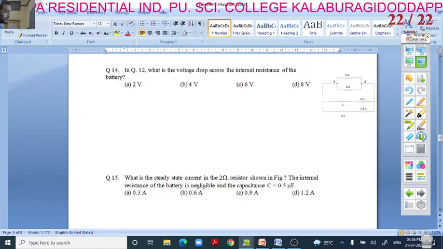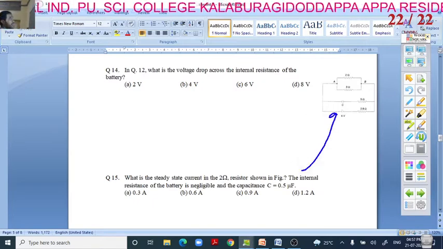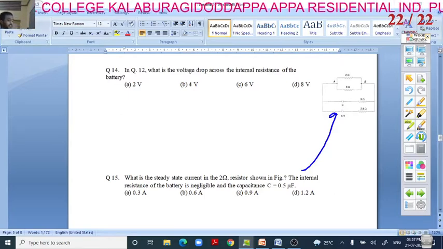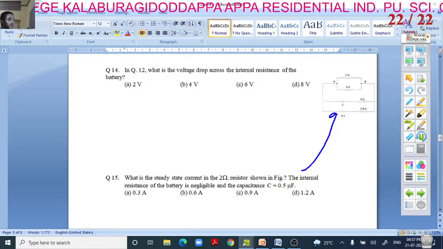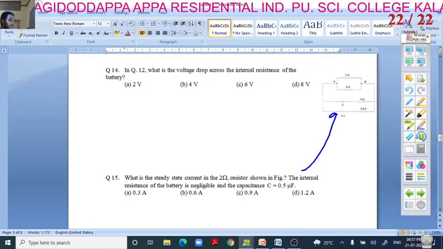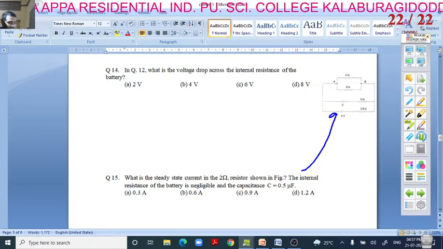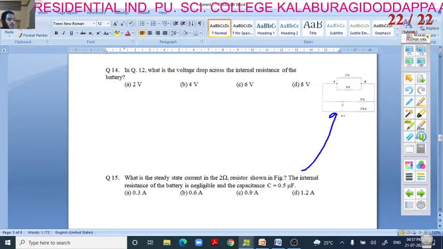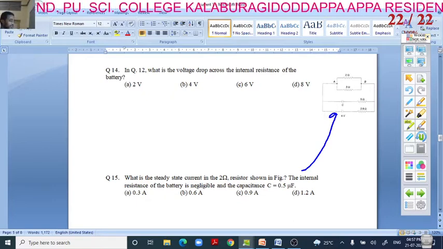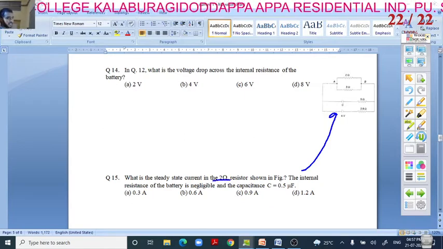Okay, for this question, this is the figure. What is the steady state current in the 2 ohm resistor shown in the figure? The internal resistance of the battery is negligible and capacitance C is equal to 0.5 microfarad. He is asking to find the steady current in the 2 ohm resistor.